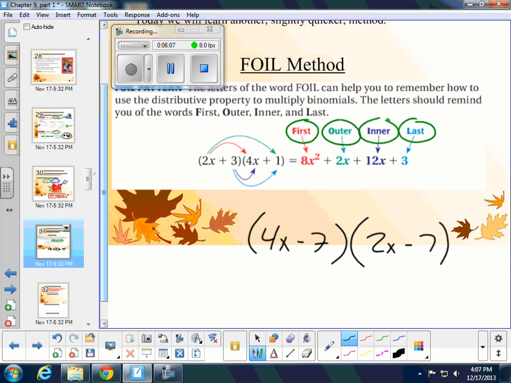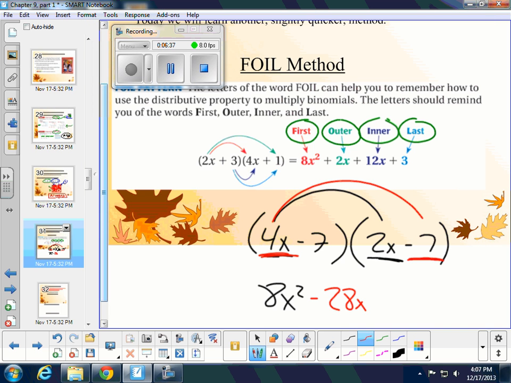So let's say this is my problem, and I'm going to multiply these two binomials together. The FOIL method is just a way of making sure you multiply everything you need to. The first terms are the first terms in each binomial, so I have to make sure I multiply those together. So 4x times 2x gives me 8x squared. The outer terms are the outside terms in this case, the 4x and then the negative 7. I have to multiply those together. That would give me negative 28x.